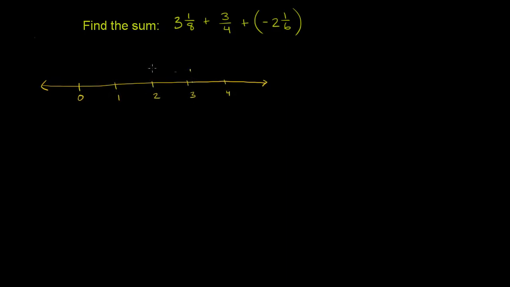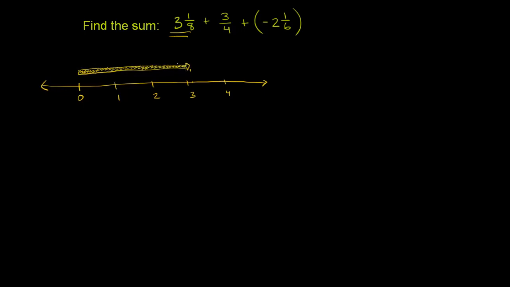So let me just draw its absolute value. This 3 and 1/8 is going to be 3 and 1/8 to the right of 0. So it's going to be exactly that distance from 0 to the right. So the length of this arrow, you could view it as 3 and 1/8.